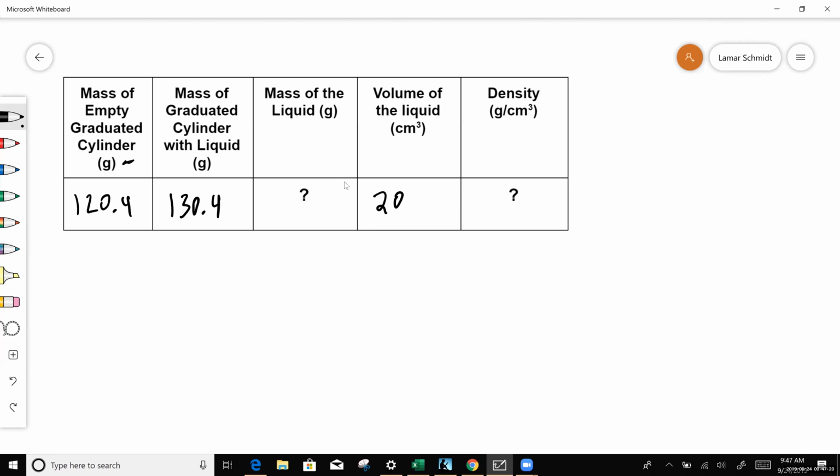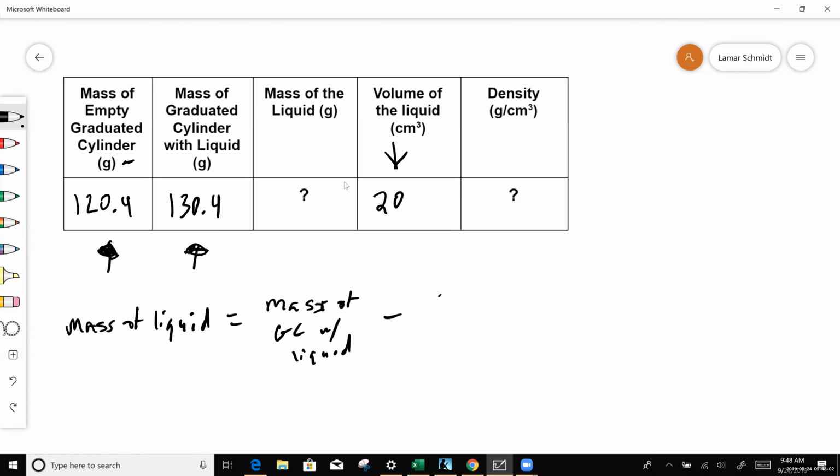All right, so now we want to find the mass of the liquid. You'll understand I'm just making these values up. These right here will be given to you in a test type scenario. But just for the sake of this study session, we're just making up values. So how are we going to get the mass of the liquid? Mass of the liquid is equal to the mass of the graduated cylinder with liquid, right?